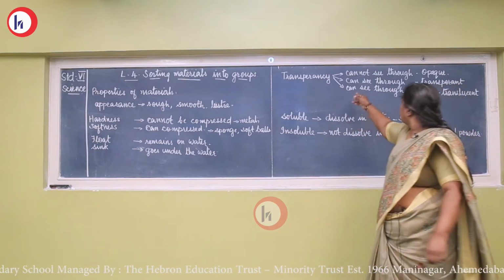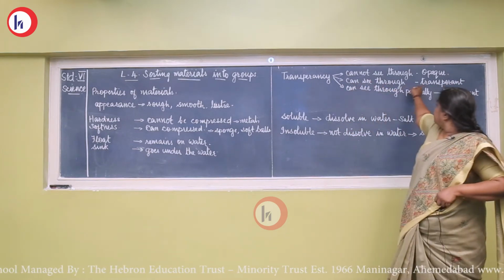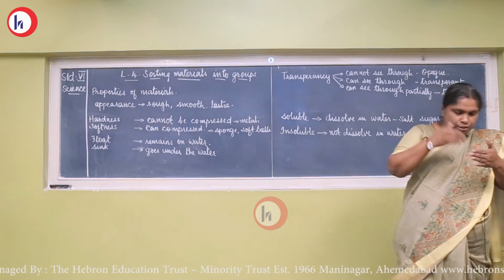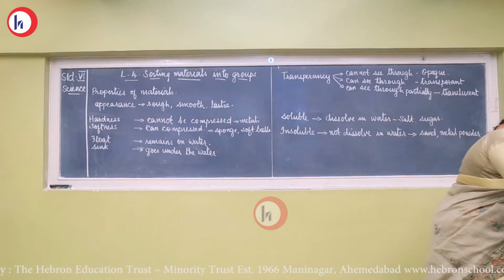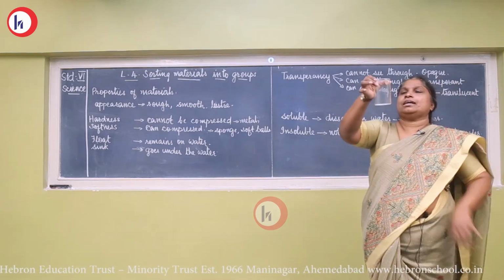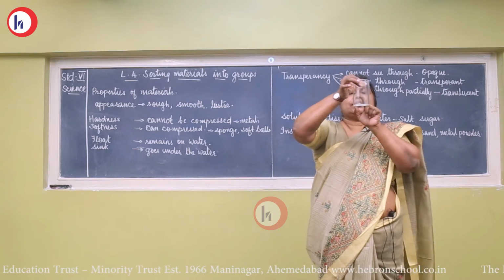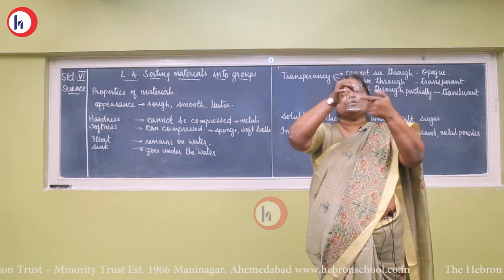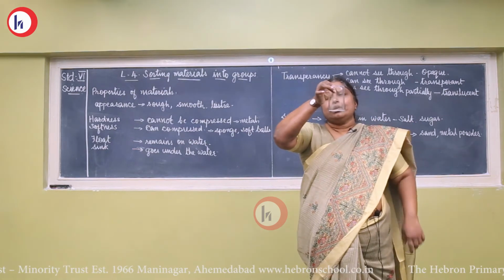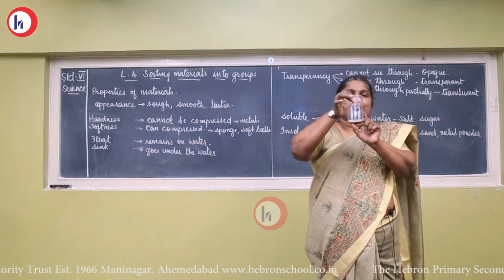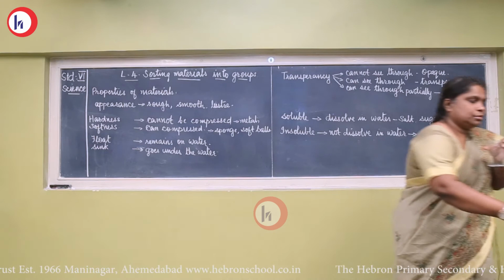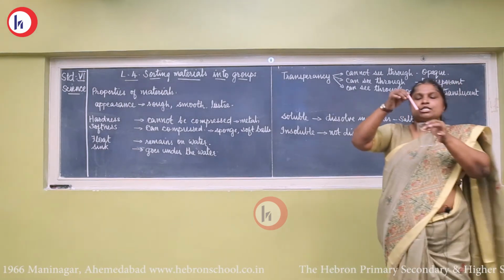Next one, can see through it. That is transparent. We can see through it. For example, here is one glass. We can see through it. Students, can you see me through this glass? Yes, you can see. This type of objects are called transparent objects.